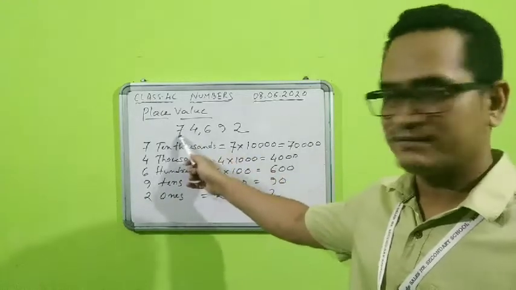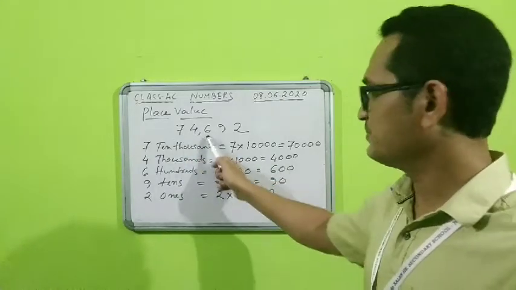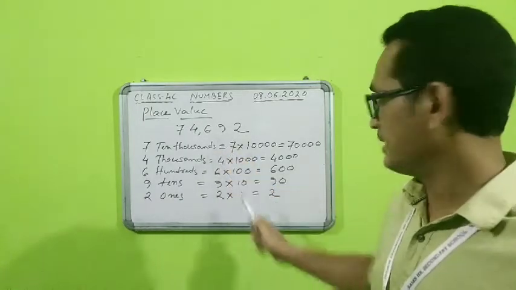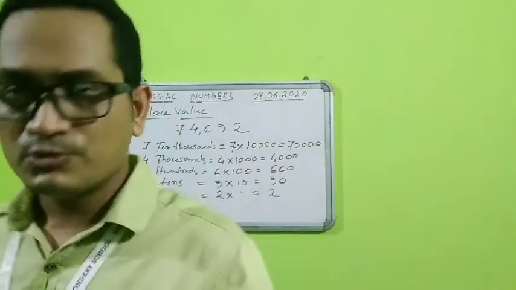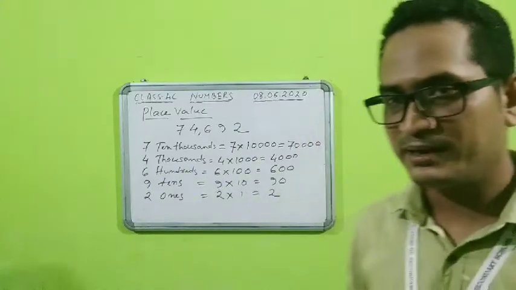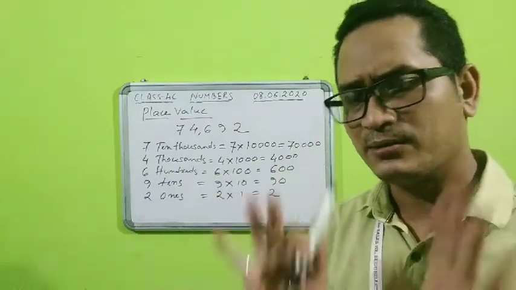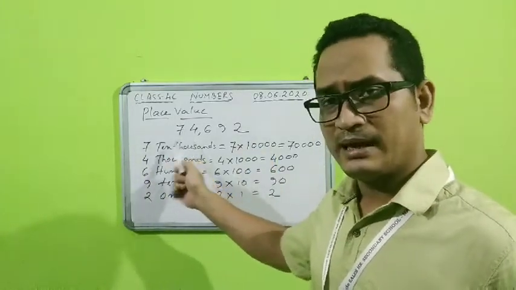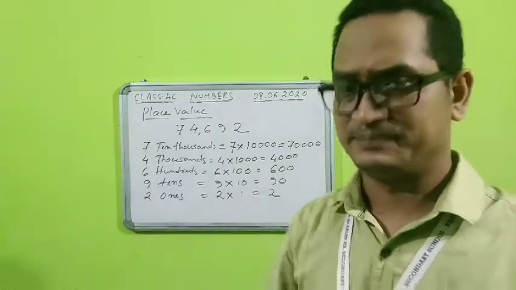70,000 is the place value of 7, 4,000 is the place value of 4, 600 is the place value of 6, 90 is the place value of 9, and 2 is the place value of 2. So, how to get the place value? What I did, if you have observed properly, is a very simple thing, students. Nothing to do so much hard work here. You need to take the digit and multiply the digit with its place.